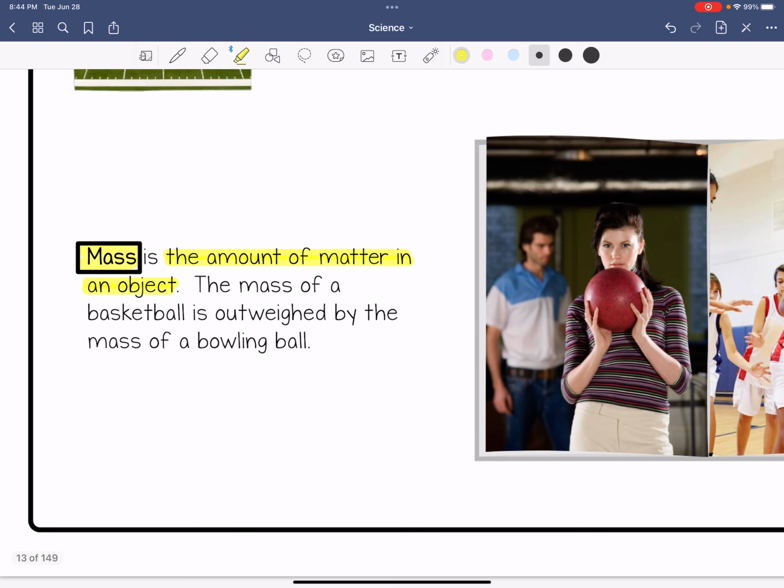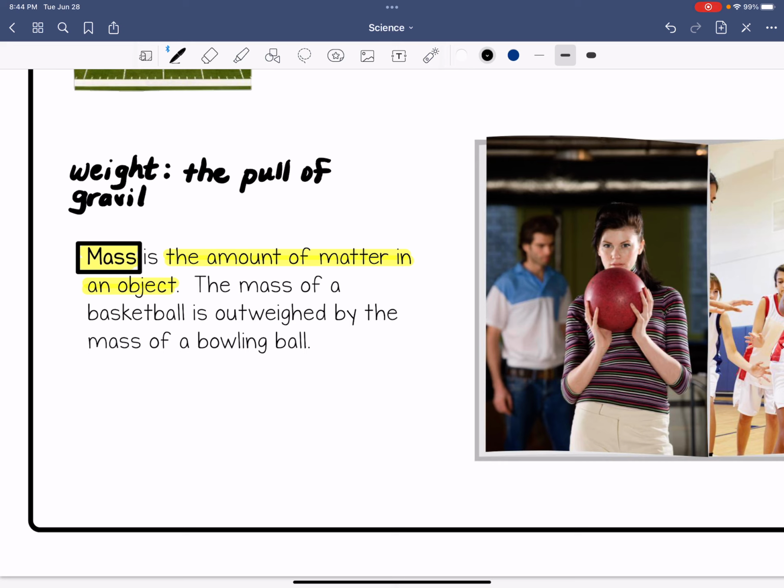And let me just go ahead while we're thinking about this and put that in here. When you talk about weight, a lot of people interchange mass and weight, and that's not exactly right in science. Weight is, let's not say the amount, let's say the pull of gravity based on mass.